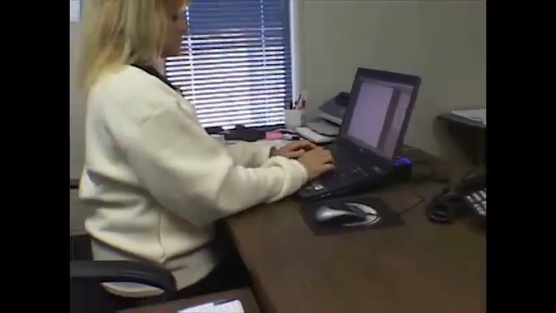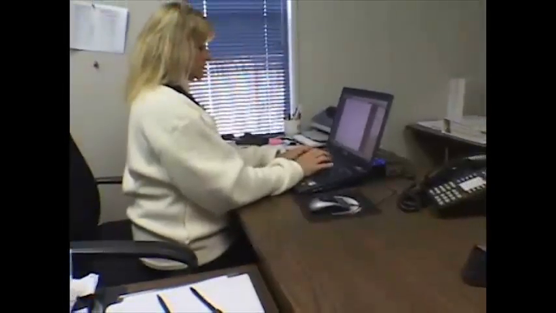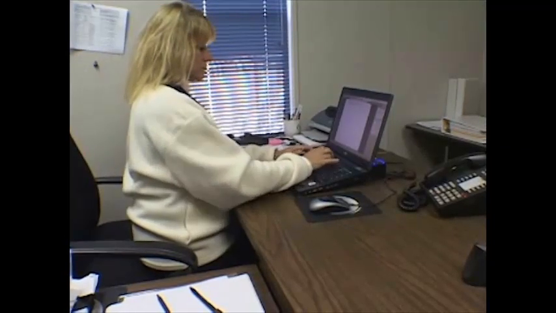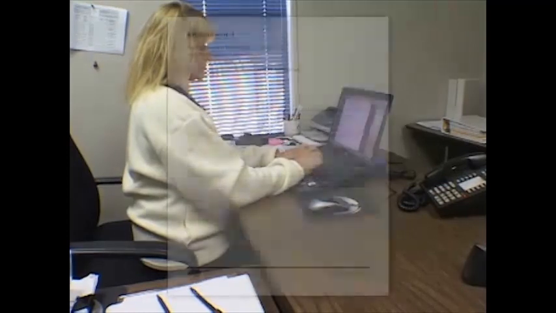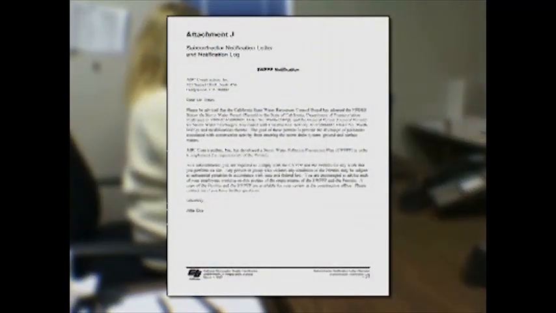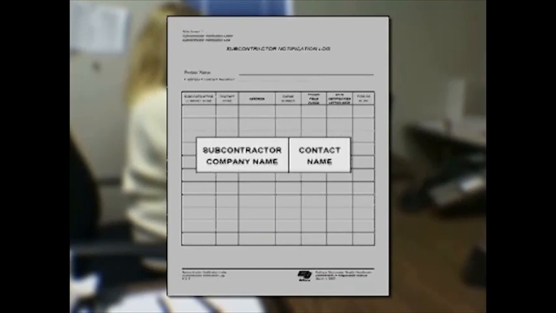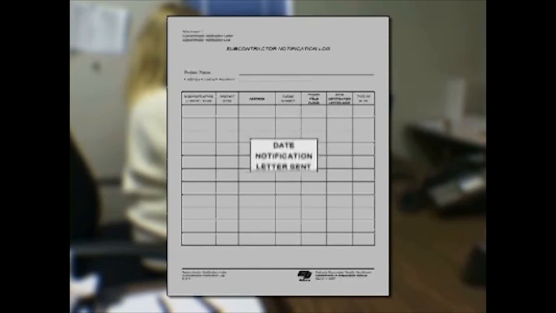The contractor is required to issue a subcontractor notification letter to each subcontractor, informing them that they are required to comply with the SWPPP and the applicable permits for any work that they perform on site. The SWPPP must include a subcontractor notification log which lists names of all subcontractors and individuals responsible for implementation of the SWPPP and provides documentation that a notification letter was sent.